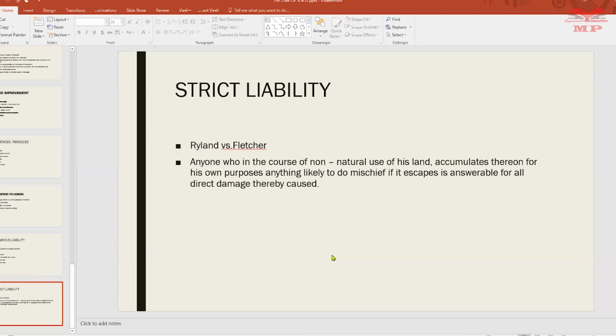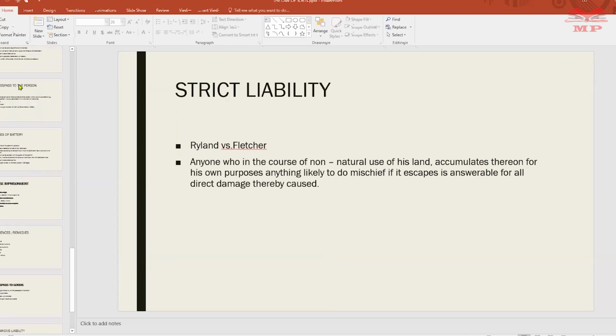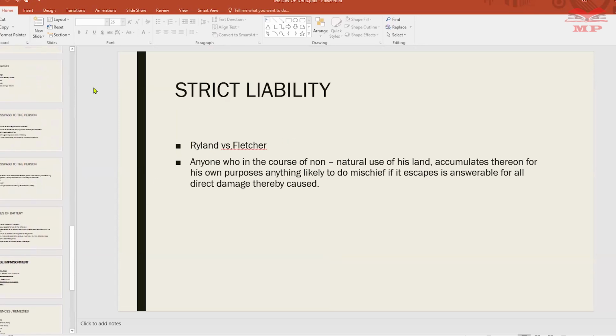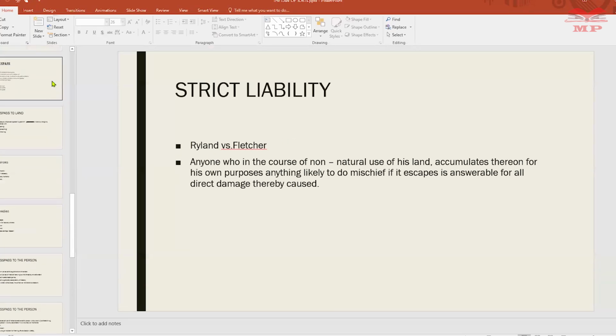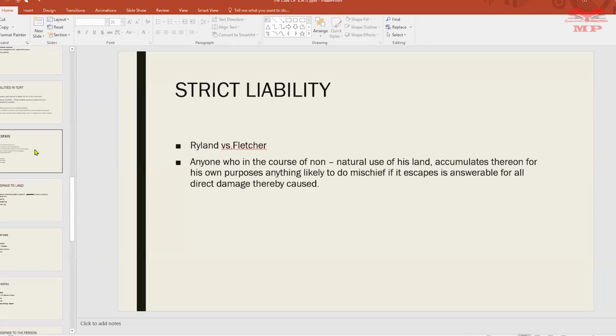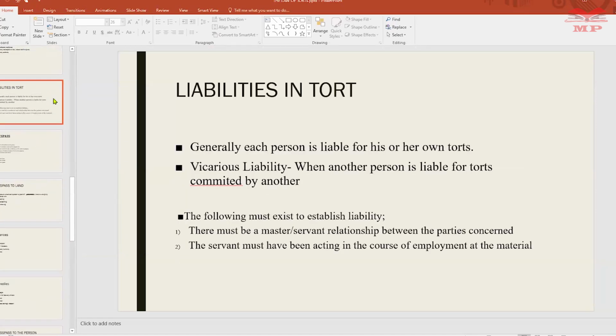You must remember this is a general rule, and we will go through it. We'll finish up on that. Let's go back to trespass. Liabilities in tort are either vicarious liability or strict liability. The rule in Rylands versus Fletcher.